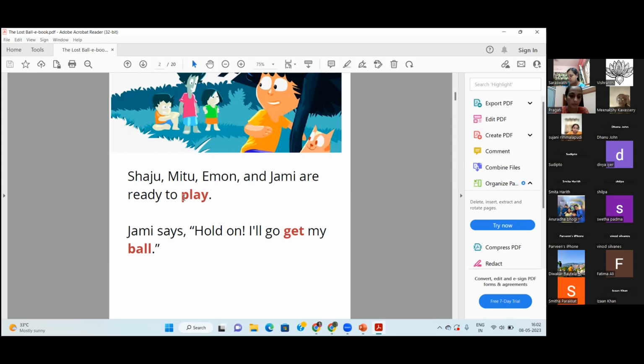Where is it? The action words. It's in the action words. It's also in the core words. Okay. Go back. Clear. Jami says, hold on. So suppose your main word that you're teaching is go. I'll go. Where is go? In the core words. Okay. Get. I'll go get my ball. The ball is probably in the toys.